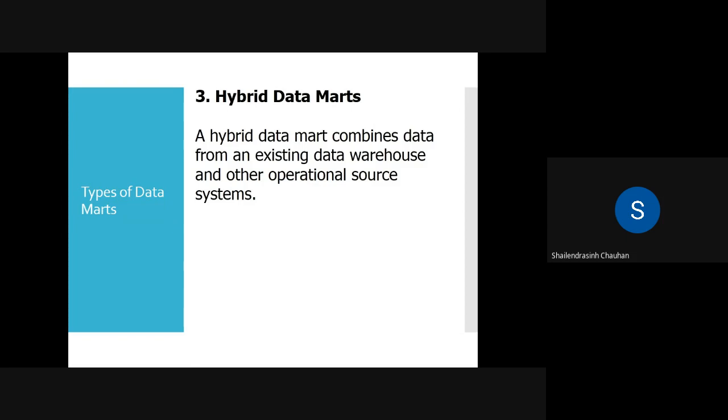For a few functionalities that are working, you can directly fetch the data from operational sources or data sources and store it in that kind of data mart. So it is a combination of both independent and dependent. You can derive the data from the data warehouse and store it inside that data mart, and also inside that same data mart you can have independent data. That is a hybrid data mart.